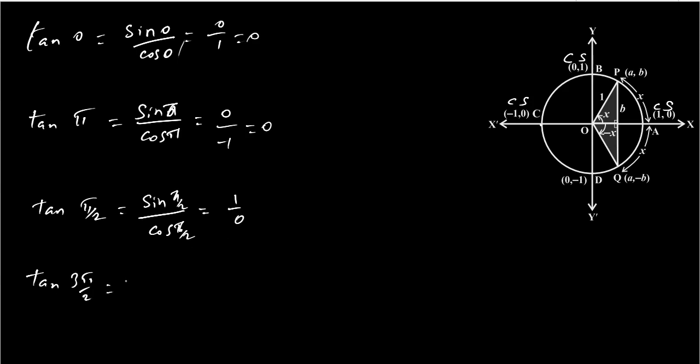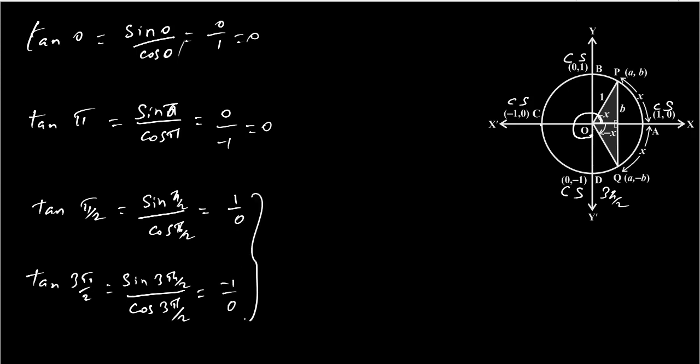If we take tan 3 pi by 2, it is sine 3 pi by 2 divided by cos 3 pi by 2. At 3 pi by 2 we get this angle. The cos 3 pi by 2 is 0 and sine 3 pi by 2 is minus 1. So minus 1 by 0. Anything divided by 0 is not defined.